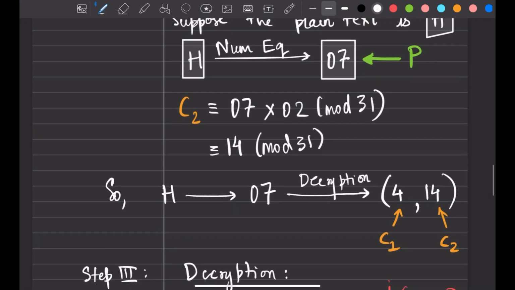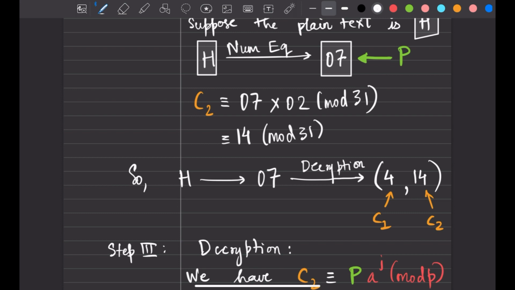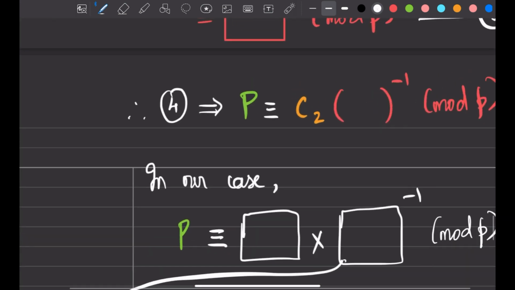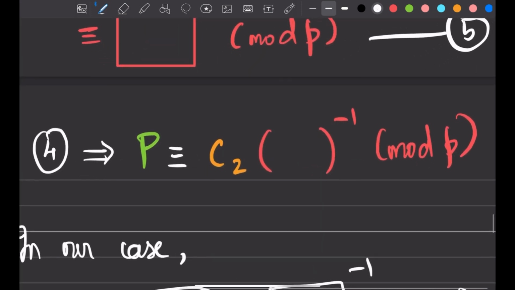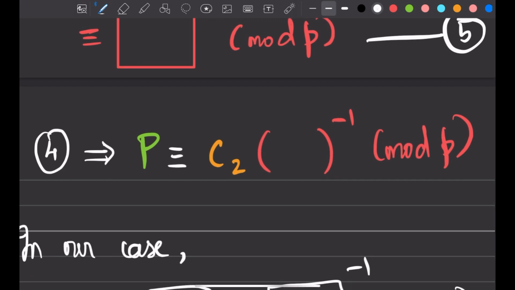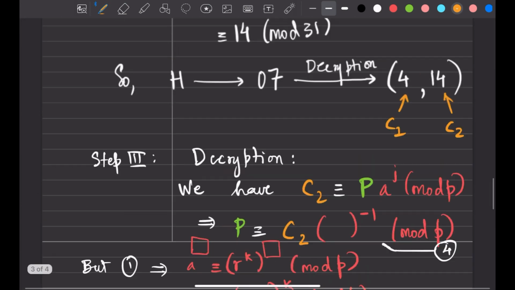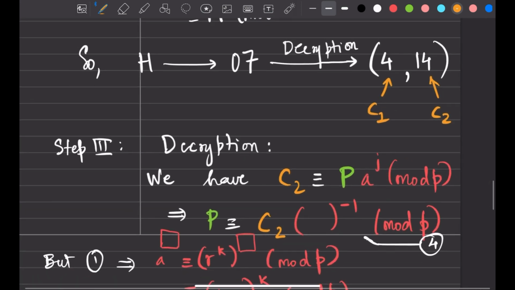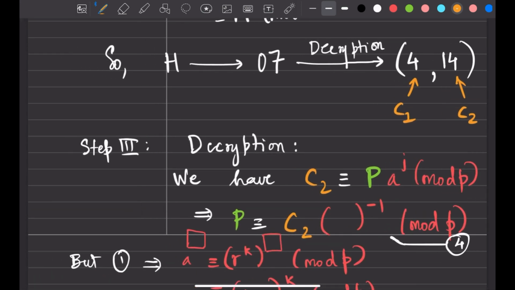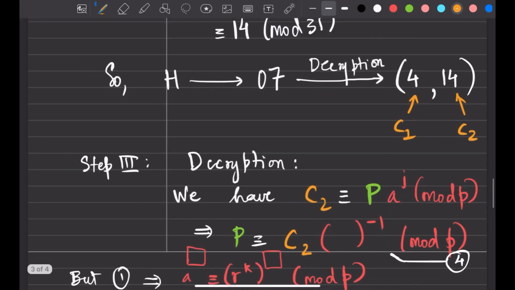Now let us go to the third step and look at the decryption process. The decryption process has a formula which looks like this. The plain text is extracted from C2 and C1, the ciphertexts, raised to some number. Let's look at what that number is. Let's again recall our C2 was P times A raised to J.